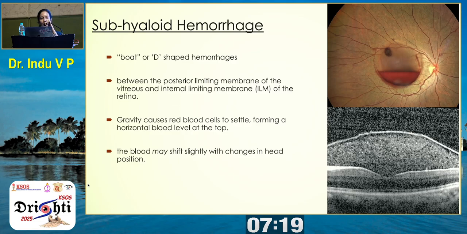Now first coming to the subhyaloid hemorrhage. Subhyaloid hemorrhage has a characteristic boat or D-shaped shape. It happens between the posterior limit of the vitreous and the internal limiting membrane of the retina. Because of gravity, the red blood cells gravitate down and form a horizontal blood level at the top. So the blood can also shift with the position of the head. On OCT, you can see a high reflective membrane indicating the posterior hyaloid, the red blood cells posterior to it, and you can see the details of the retina to a certain extent.